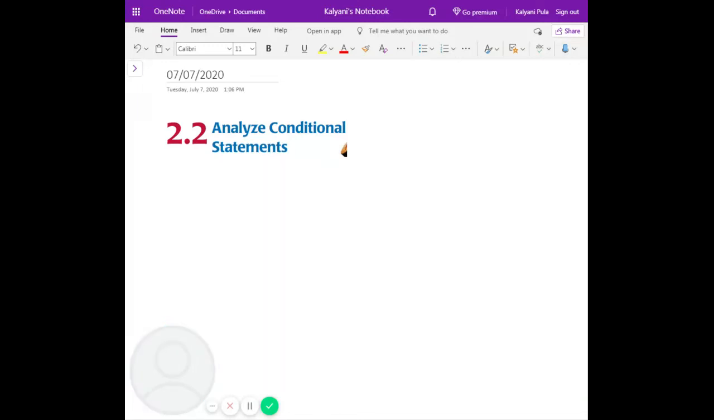All right, so as we see in this one, analyzing the conditional statements. Condition basically means you're putting a condition there. Let's say if this happens, then this is going to happen. So that's what conditional statements mean. For example, as we checked some examples last time, if n is 9, then n squared is 81. Those are called conditional statements.